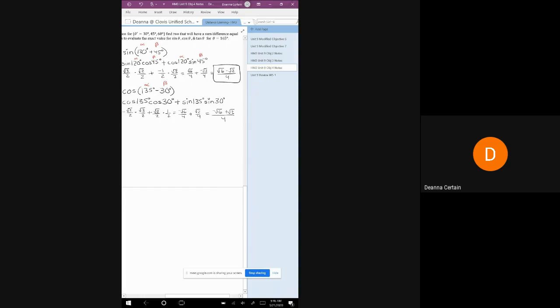And it's possible, depending on what you chose for your initial starting values, you might have gotten root 2 minus root 6 over 4. That is also the right answer. Root 2 minus root 6 over 4.